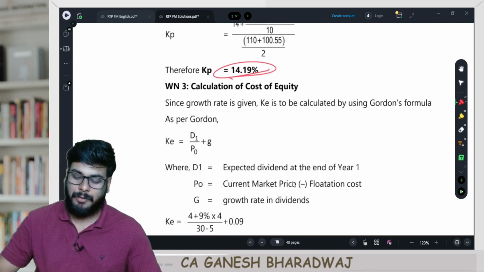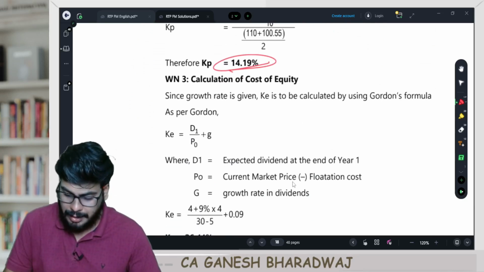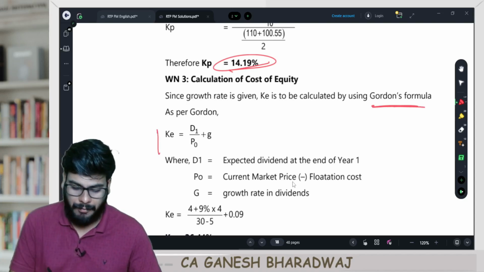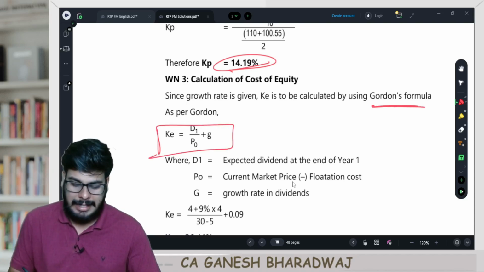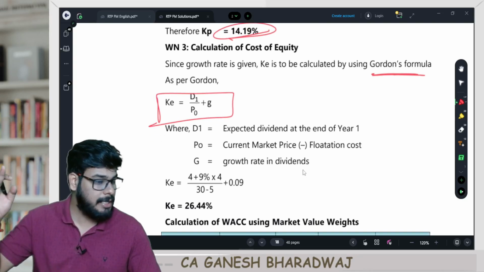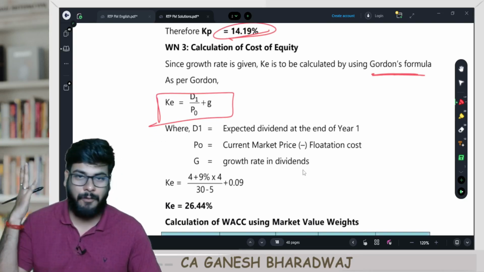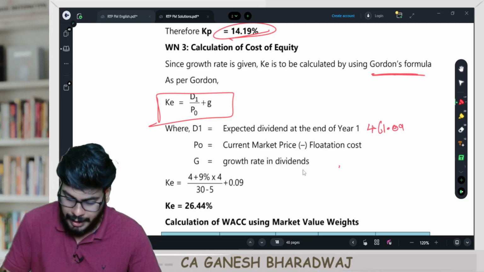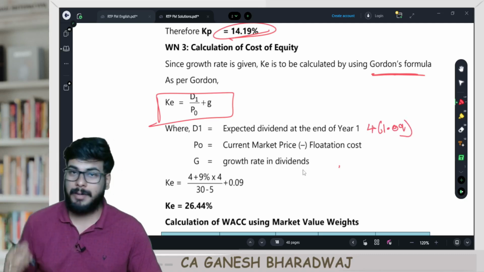And finally, you've got the cost of equity. Since the growth rate is given in the question, KE needs to be calculated using Gordon's formula. So the formula is going to be D1 by P0 plus G. So how much is D1? Currently, they have given the last paid dividend was 4 rupees. So D1 is going to be 4 into 1.09. Correct. So 1 plus G, G is going to be 9%.